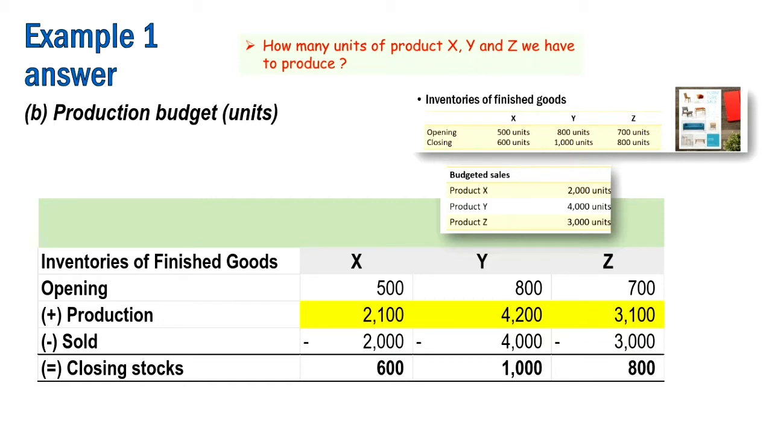This is in terms of units. So basically 500 plus how much we have to produce, minus units sold, we will get 600. So the answer is 2,100. The answer is 4,200 for product Y and 3,100 for product Z. So that is the production budget units.